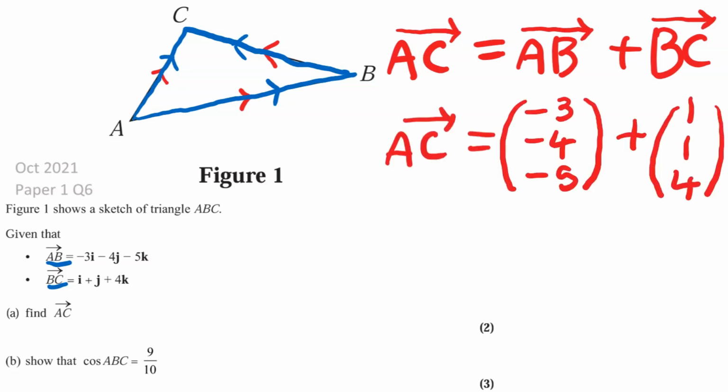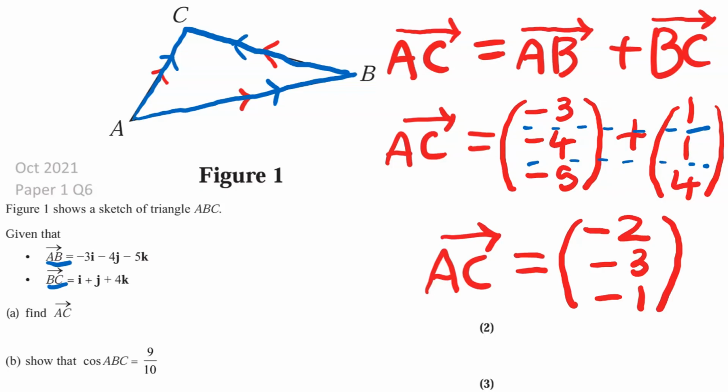As I talked about before, when you're adding vectors, I think it's easier to do it in the column vector format like this here. So remember, we focus on the individual rows. So minus 3 plus 1 is equal to minus 2, minus 4 plus 1 is equal to minus 3, and minus 5 plus 4 is equal to minus 1. So therefore the vector AC is equal to minus 2, minus 3, minus 1.